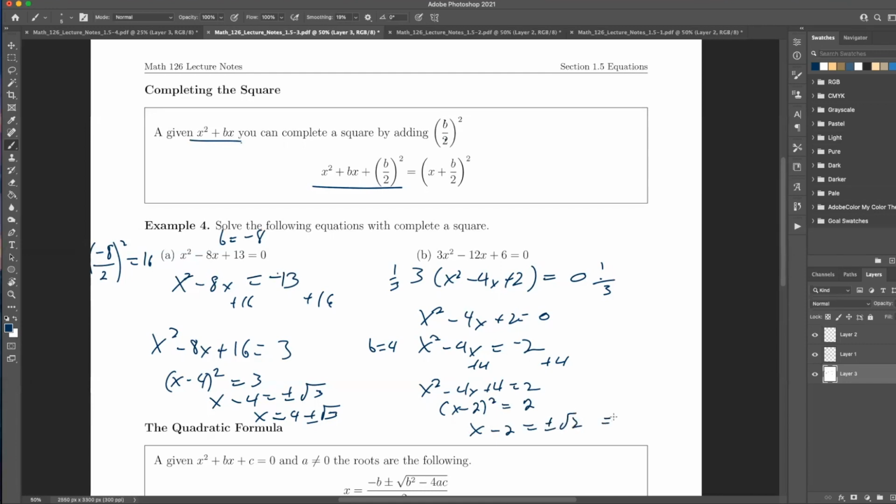Square root of 2, which means this symbol right here means implies. It's basically a way of writing two equations on the same line instead of going down. 2 plus or minus the square root of 2. Okay. We will be doing completing the square later when we're doing graphing, to help you put graphs in the right place and that sort of thing.